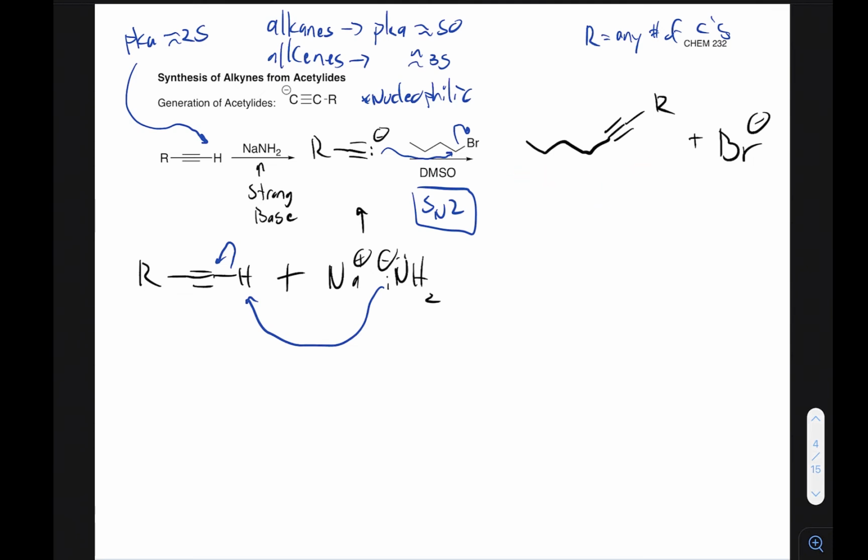So we've gone from a terminal alkyne, where the alkyne's at the end of a carbon chain, and now we have an internal alkyne, where the alkyne is in the middle of a carbon chain.